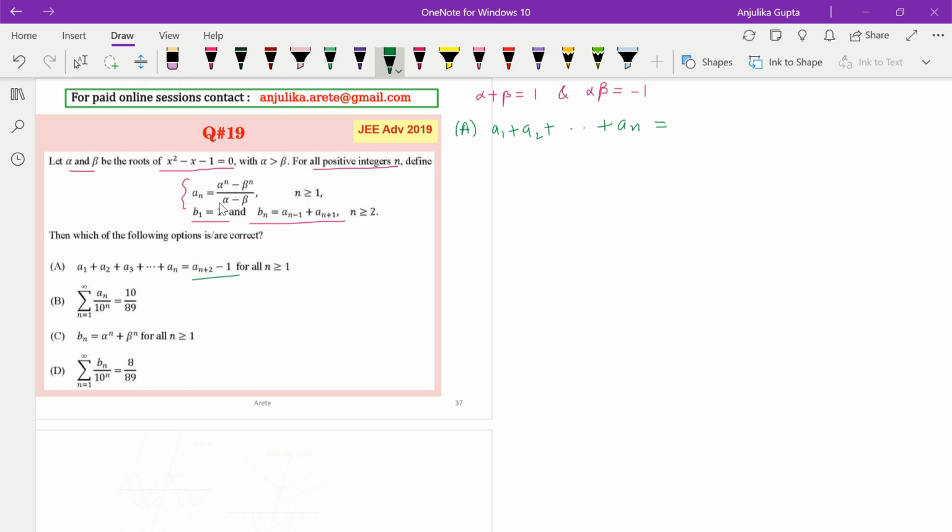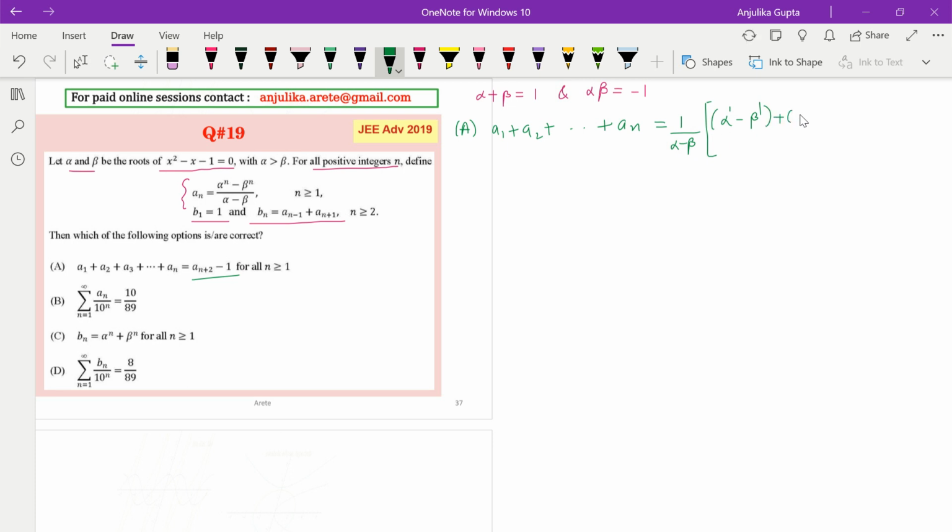The formula is given. a_n is alpha to the power n minus beta to the power n, upon alpha minus beta. So what is a_1? Alpha to the power 1 minus beta to the power 1 upon alpha minus beta. Now you see alpha minus beta doesn't have an n in it, so it will be with everyone. So I will just take it out. So this is the first term.